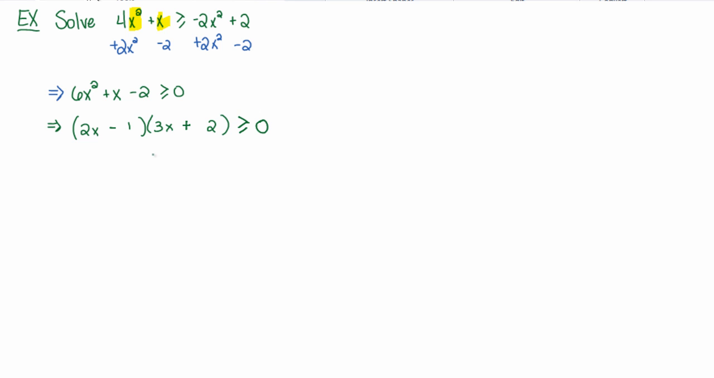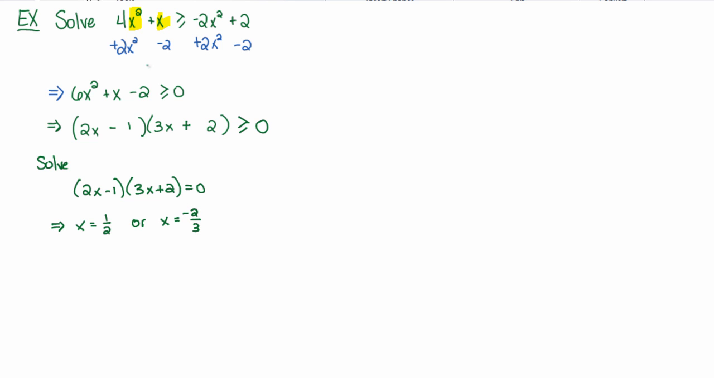Now, once I get it factored, I'm thinking to myself, well, I don't know how to solve something like this. Instead, I know how to solve the equality. So let's go ahead and solve 2x minus 1 times 3x plus 2 is equal to 0. And that's easy because we've already factored it. It just implies that x is equal to 1/2 or x is equal to a negative 2/3.